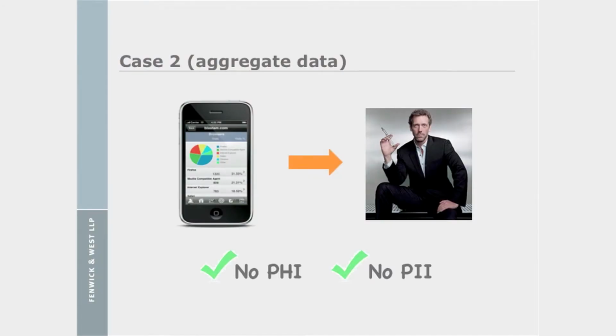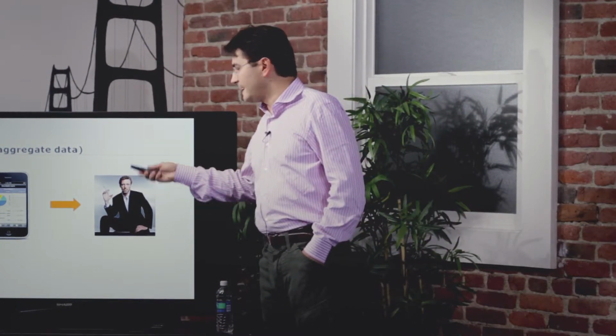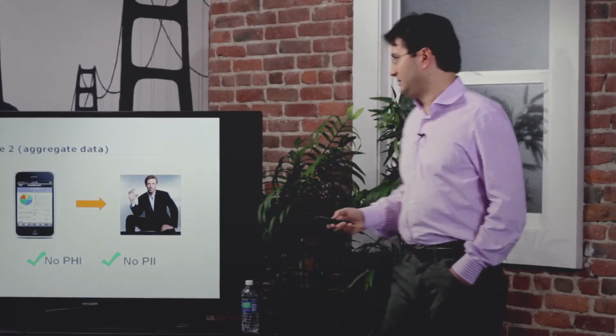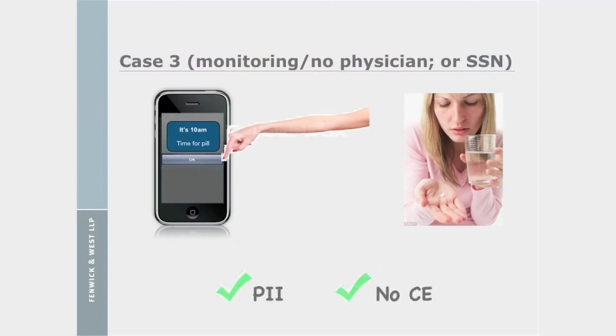The second one, a different application that collects data. It might be from individual users, but then the data is provided to a physician on an aggregate basis. Think about charts, graphics, statistical data of different kinds. This is a little more interesting because you have data that might originate from an individual, but it's provided to a physician only on an aggregate basis. Legal consequence: no PHI, no PII. HIPAA doesn't apply.